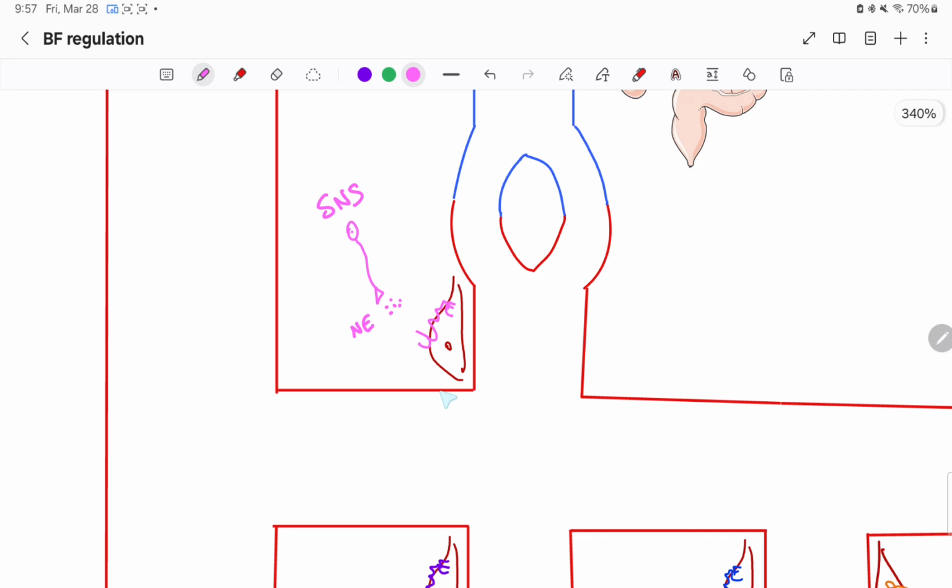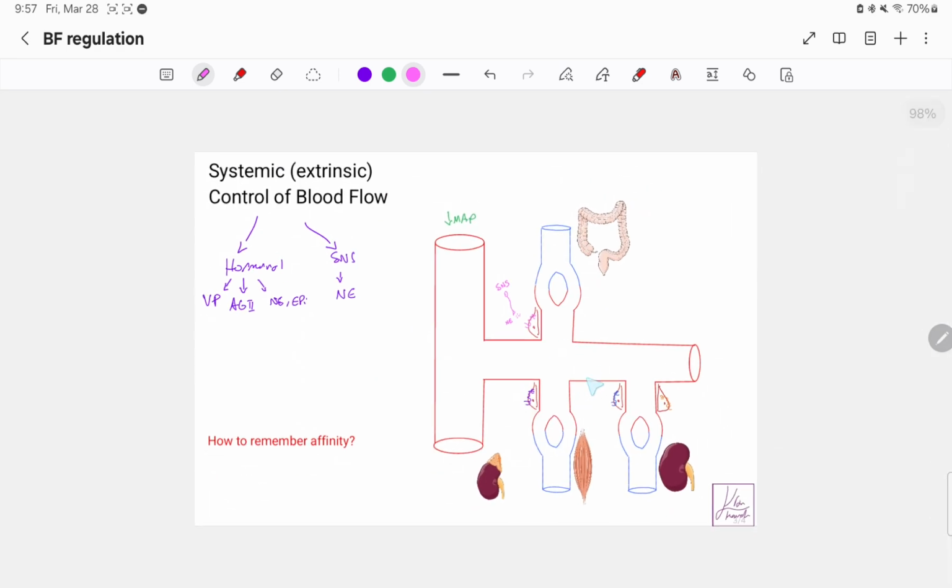And norepinephrine can bind to two receptors that are present on the vasculature. One receptor is called the alpha adrenergic receptor. The other one is called the beta adrenergic receptor. Now, both norepinephrine released from the sympathetic nervous system and epinephrine released from the adrenal medulla, which we'll talk about later, can both bind to either one of these receptors. However, these receptors have a special affinity to only one of them. Alpha adrenergic receptors love to bind to norepinephrine, whereas the beta adrenergic receptors love to bind to epinephrine.